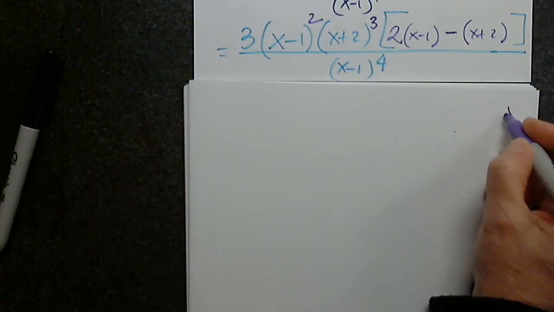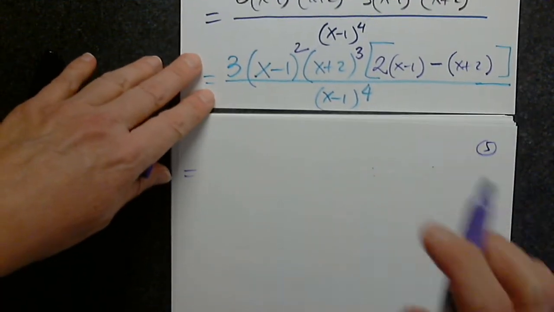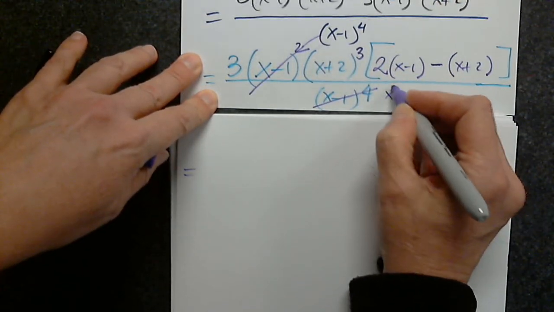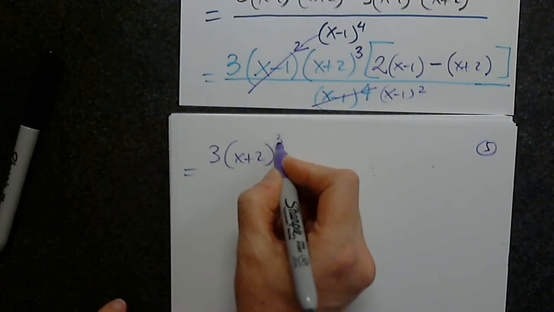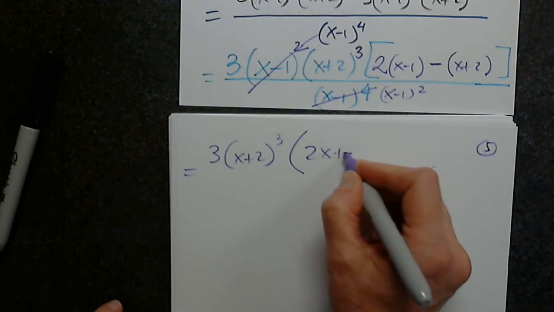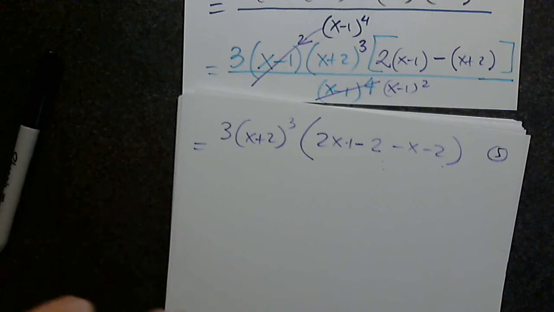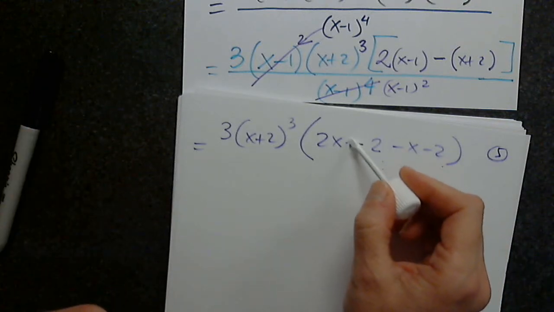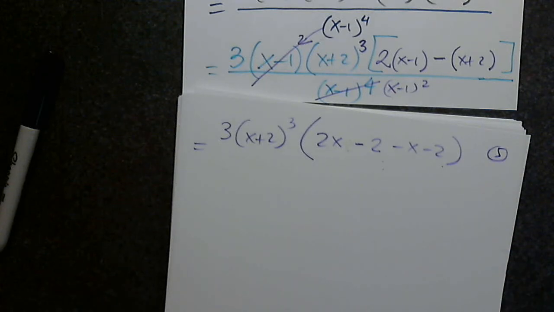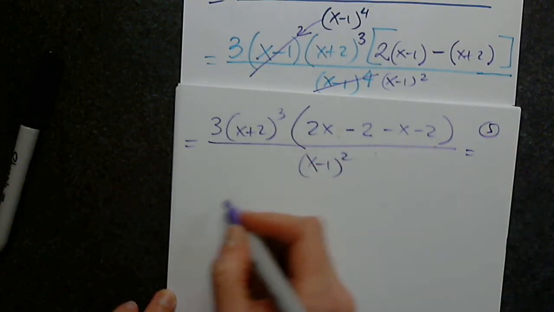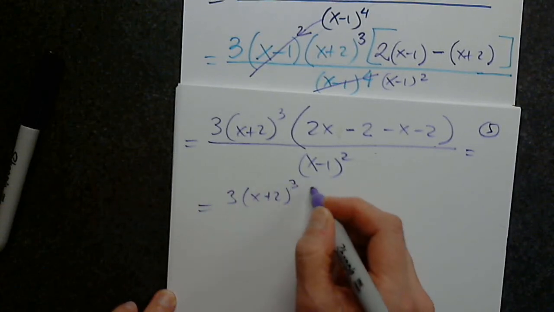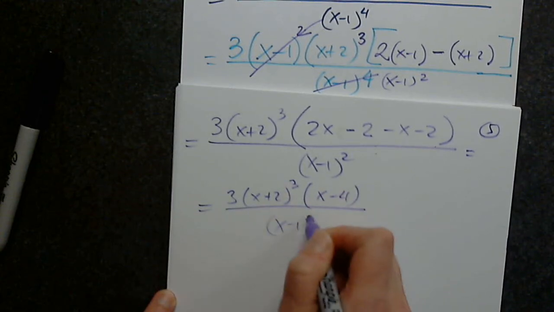So now, at this point, I can do this. Removing two factors of x minus 1 from the top and two factors of x minus 1 from the denominator. I am allowed to do this now. So then 3 stays, x plus 2, of course, to the third. And now in parentheses, I have to have 2x minus 2 minus x minus 2. Of course, divided by x minus 1 squared. So I have 3, x plus 2 cubed, I have x minus 4, and I have x minus 1 squared.